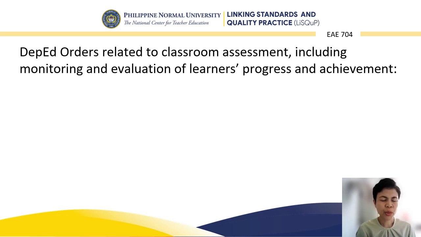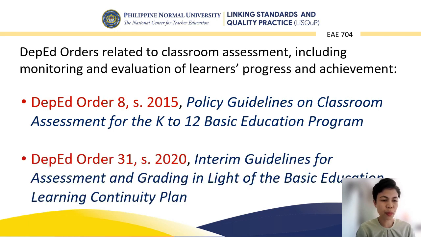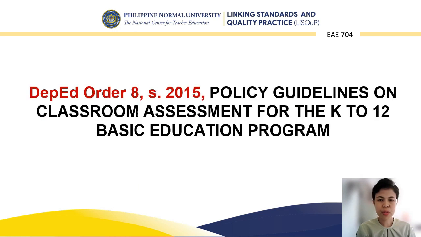DepEd orders related to classroom assessment, including monitoring and evaluation of learners' progress and achievements, are the following. First is DepEd Order Number 8, Series of 2015, or the Policy Guidelines on Classroom Assessment for the K-12 Basic Education Program. The other one is DepEd Order Number 31, Series of 2020, or the Interim Guidelines for Assessment and Grading in light of the Basic Education Learning Continuity Plan. But since most of the schools are now under the face-to-face learning modality, let us now focus on DepEd Order Number 8, Series of 2015.